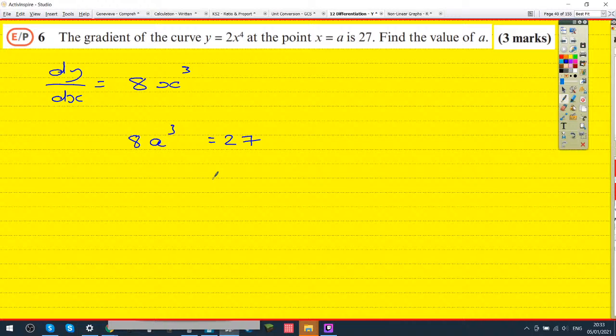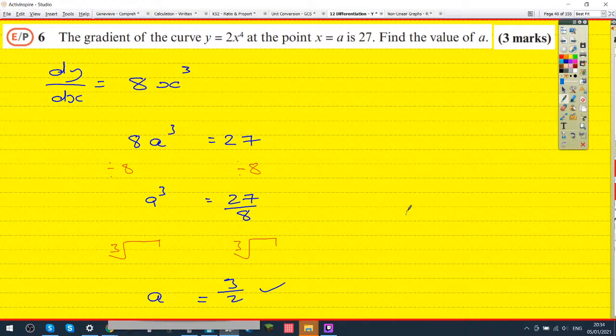So can we minus 27 on both sides? Definitely not. What you're aiming for is a equals. So we can divide by 8 on both sides, which is 3.375. Okay, 27 over 8 is fine by me. And then you'd cube root both sides, which is 3 over 2, or 1.5.